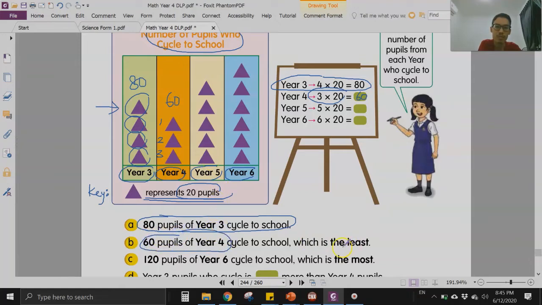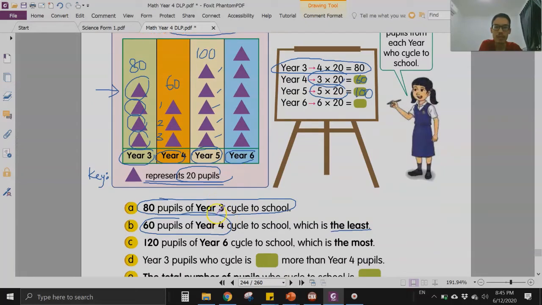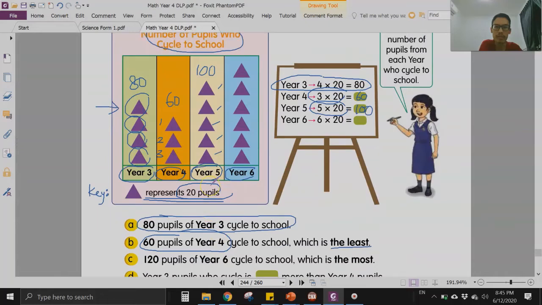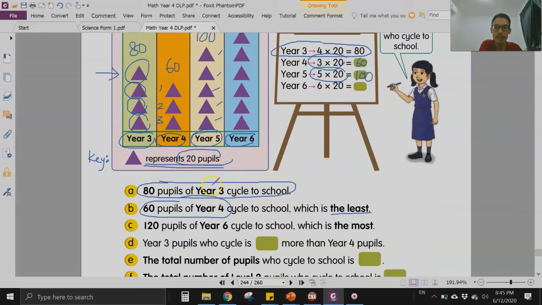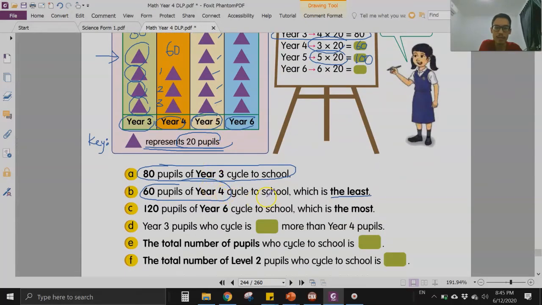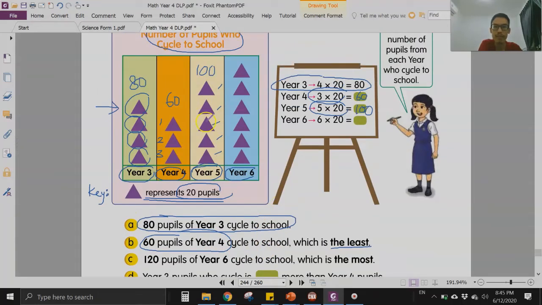Cycle to school, which is the least, paling kurang. Moving on to year 5, there are 1, 2, 3, 4, 5 triangles. So one triangle is 20, 5 times 20, we get 100. So there are 100 pupils going to cycle to school, right? 100 pupils. Year 5 is not written here, but there are 100 pupils.